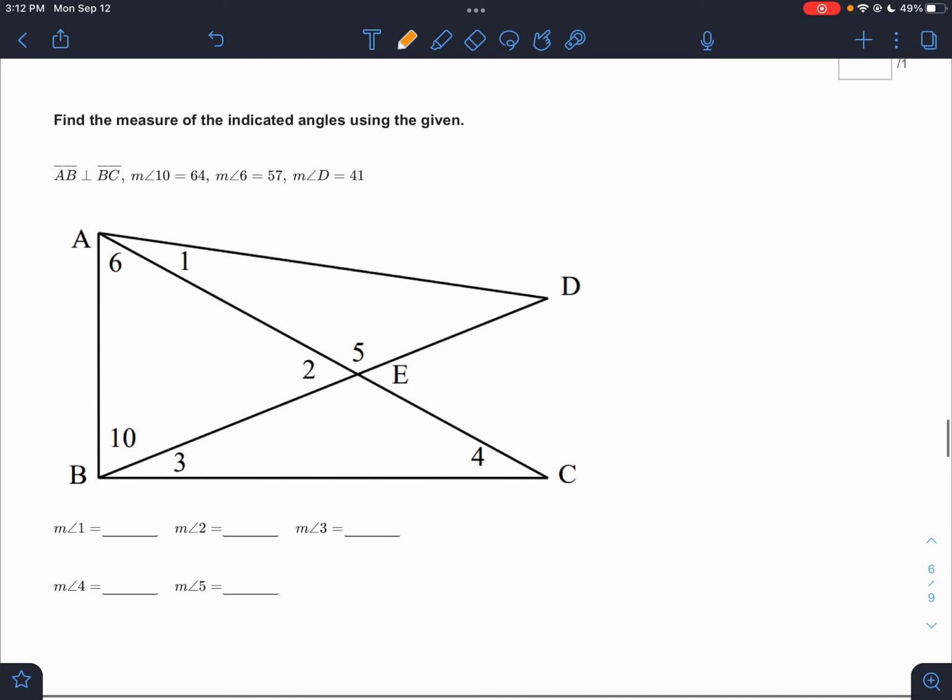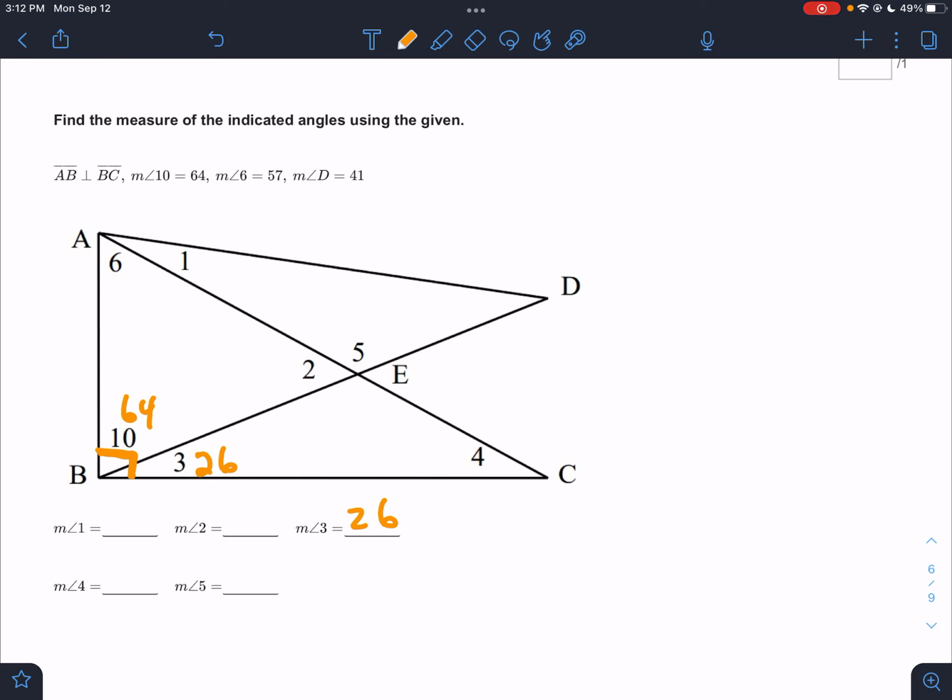All right, got some fun pictures here. We know that AB is perpendicular to BC, so this corner is 90 degrees. That's what they're saying. We know that angle 10 is 64 degrees. Okay, well, that means this guy has to be 26 degrees, right? So we know they have to add up to 90, so we already know angle 3 is 26 degrees.